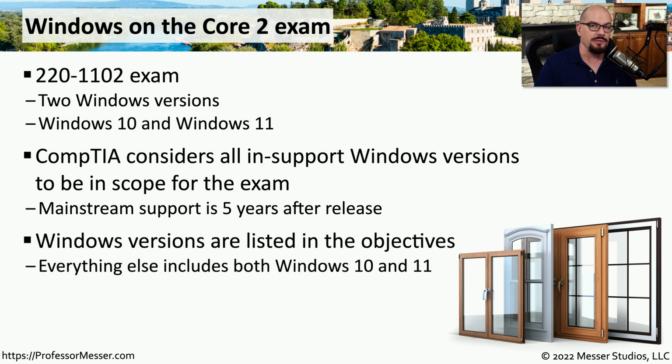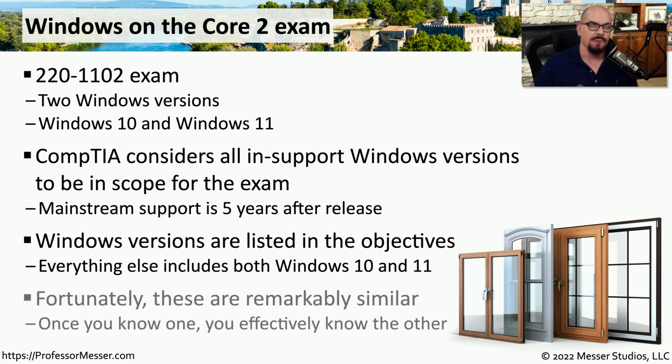The CompTIA exam objectives list all of the Windows versions and editions that you need to know, so you need to make sure you download the latest version of the exam objectives from the CompTIA website. Although you have to be familiar with both Windows 10 and Windows 11, both of those operating systems are very similar to each other, so once you know one of those, you know a great deal of the other.